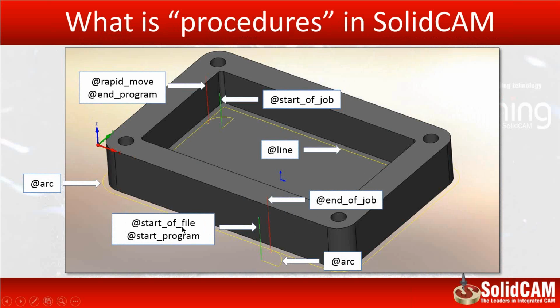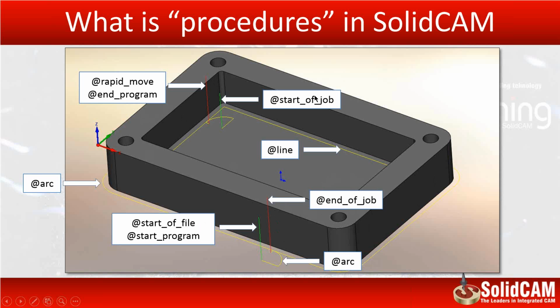So here it is. Here we have the start of file, start of program. Then we have here as well. I didn't put every single procedure that is inside these two operations, but this is just for example. So here we have the start of file, start program, and then we will have the start of job. Then we have, I don't know, machine plane, change tool, and whatever. And then this line is basically the line procedure, which will have this symbol and line. Here is the arc. After that it comes line, arc, line, arc, line, arc, and so on. And here we have the end of job, as I already told you, with some rapid move. Here also we have the rapid move.